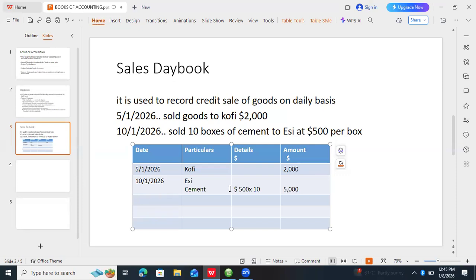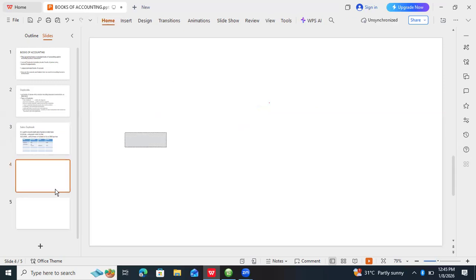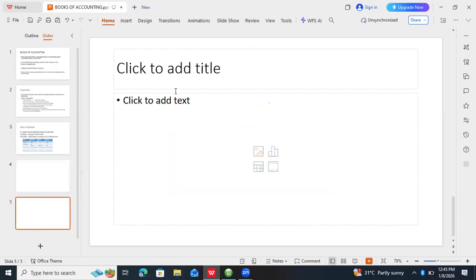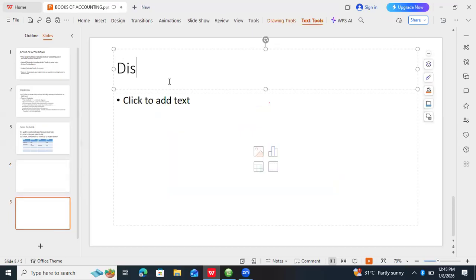So this is how you use these columns when the items are there. You have to describe the items and all that. Now, let me give an important update. You have to note that when you are selling goods, sometimes you give discount. The same way when you are purchasing goods, you receive discount. Now, there are two main types of discount. Professors, note this down. In accounting, we have two main types of discount.